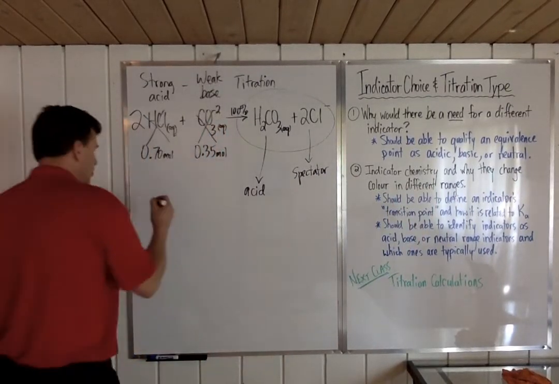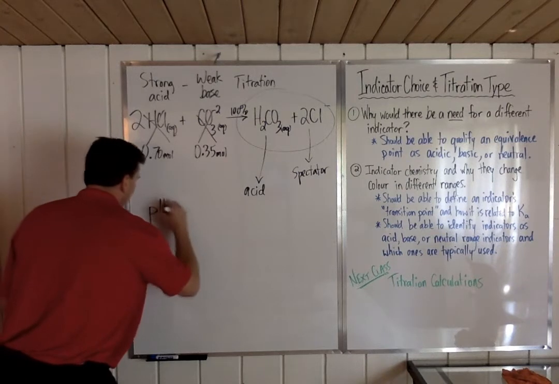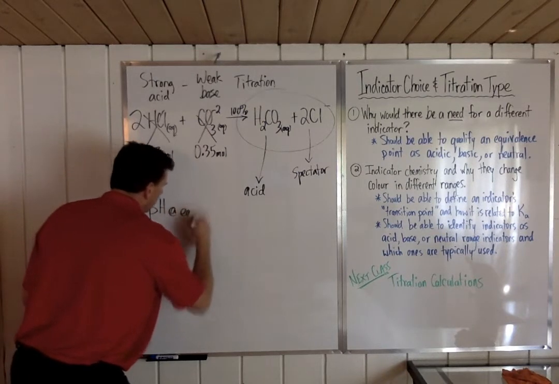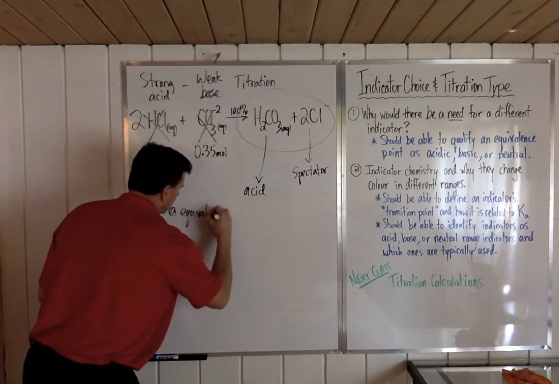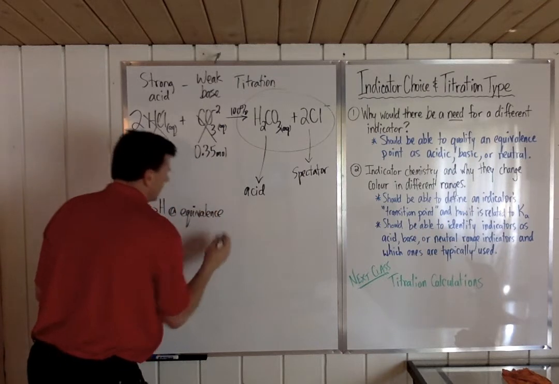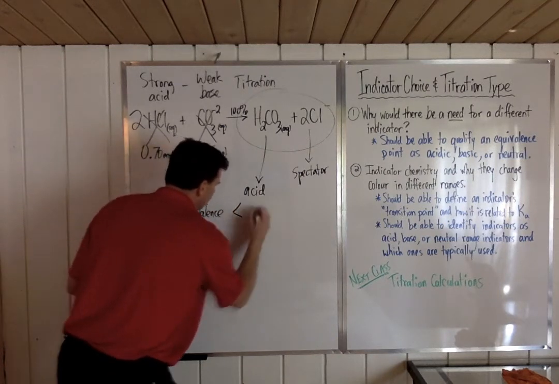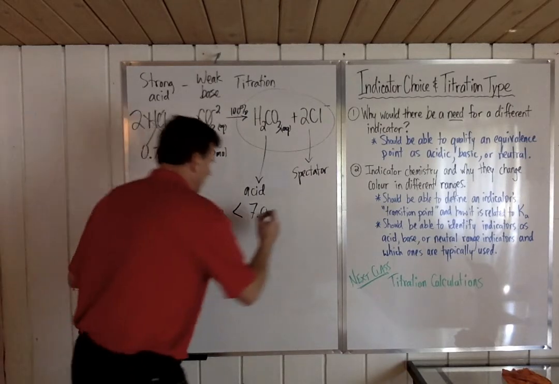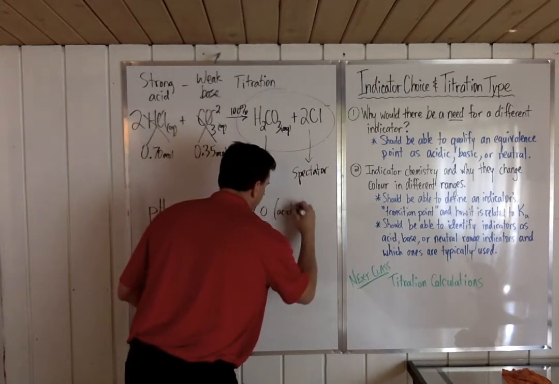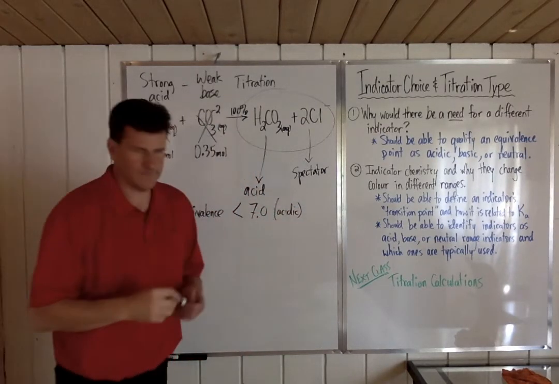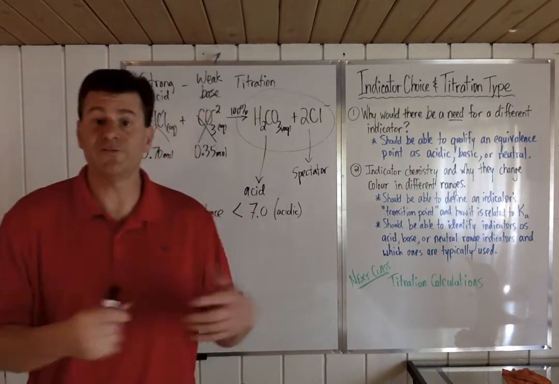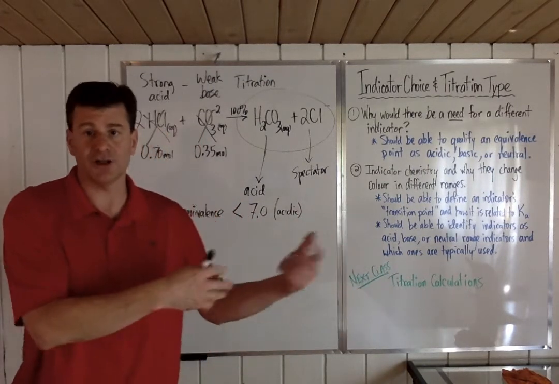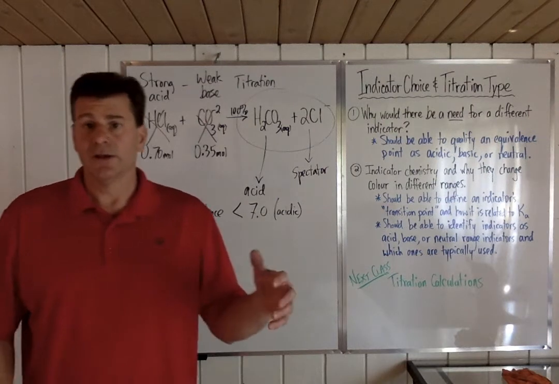So the pH at equivalence is less than 7.0. It's acidic. I should write that down. Because you've made H2CO3, you've made the conjugate of that weak base.